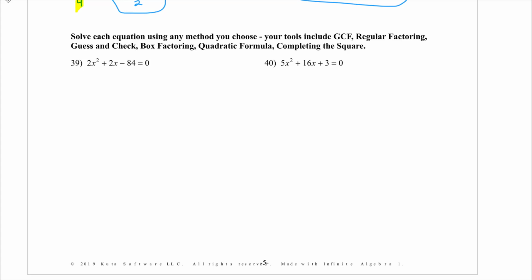What we do want to look at on these is we want to make sure they're in standard form, but we also want to check to see if there's something that we can divide all of them by. For instance, no matter what method you choose, if you notice that you can divide all of these by 2, you will have an easier time.